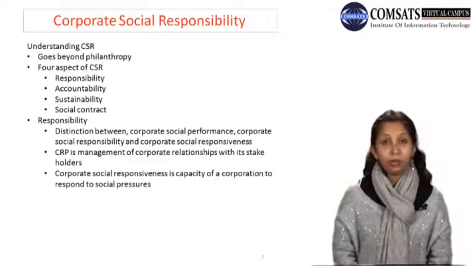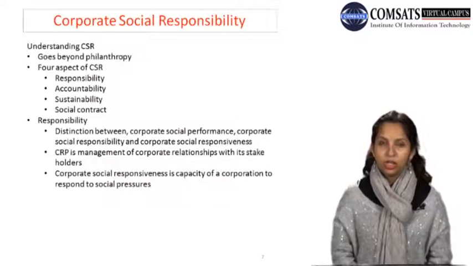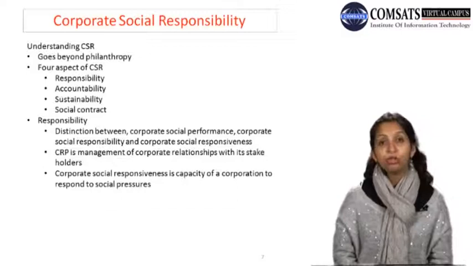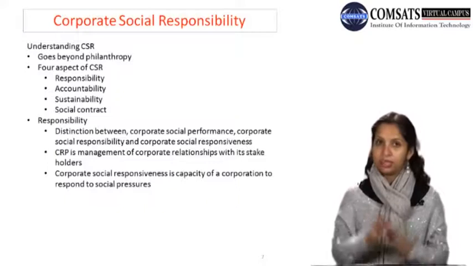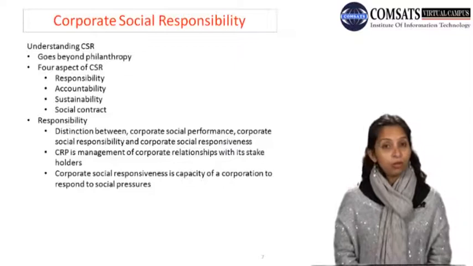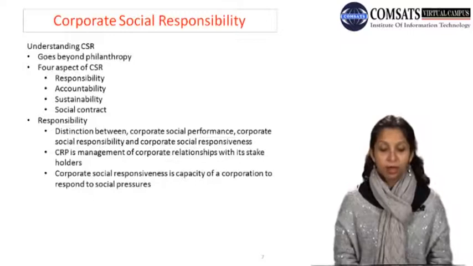First is responsibility. Now, whenever we're talking of responsibility, we need to make a distinction between corporate social performance, corporate social responsiveness, and corporate social responsibility. Hum in teenon mein hume distinction karni hai. Now, sabse pehle corporate social performance hai. Corporate social performance kya hoti hai? Corporate social performance, as CSP abbreviation mein likha, is management of corporate relationship with its stakeholders.